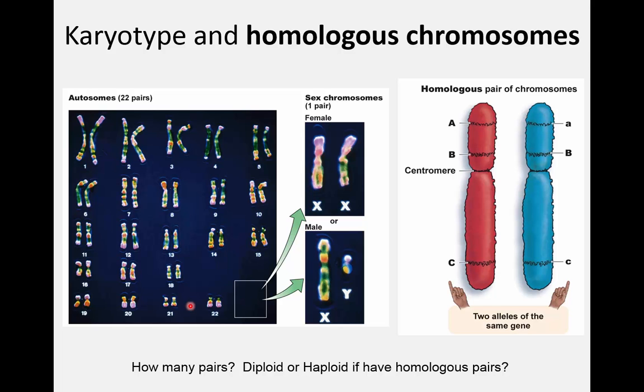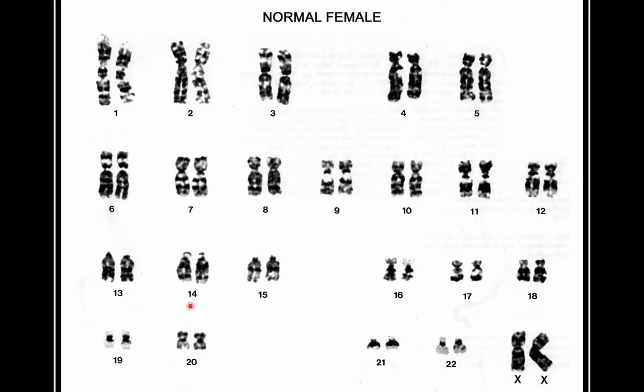They're not going to have 23 pairs or 46. They'll have just 23. And then when fertilization happens, the resulting zygote that forms will have 23 pairs and will develop into a baby. So this is showing you another karyotype.